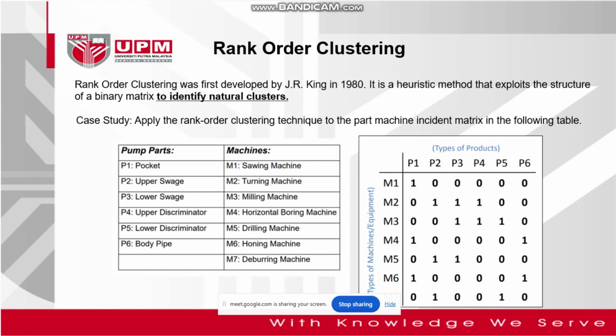In this case study, we apply rank order clustering to the part-machine incidence matrix to group parts and machines into families. On the left, we list the pump parts, P1 until P6. The right table shows the machines we use. There are 7 machines, from M1 to M7. The table on the right is the part-machine incidence matrix. Each row represents a machine and each column represents a part.